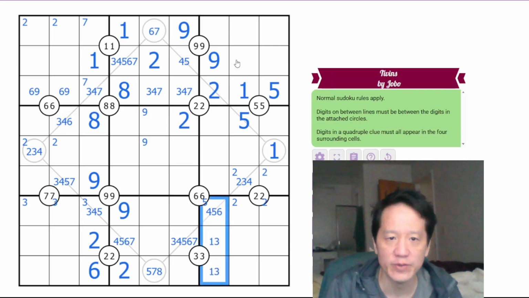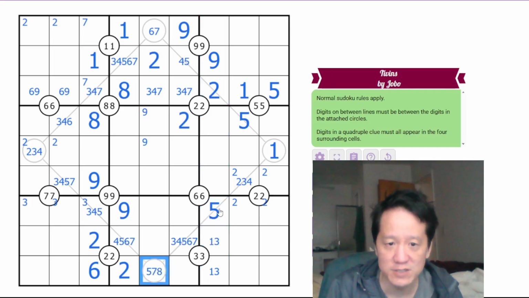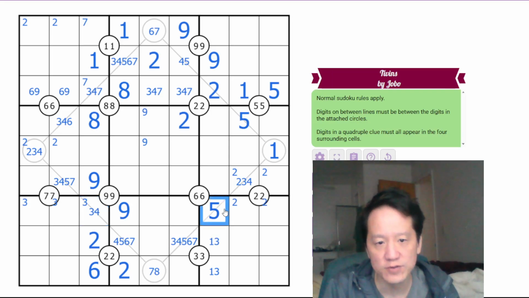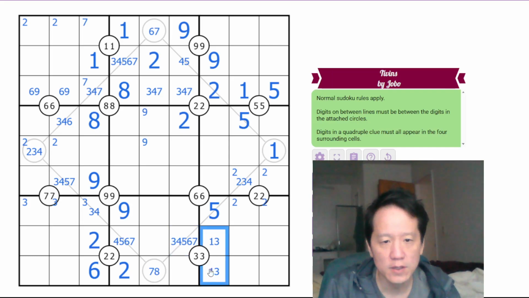Where can the 5 be in column 7? It can only be here. So this is 5, which means this must be greater than 5. So this has to be 7 or 8 here. This can't be 5 because of this 5. We know one of these is 3, so this can't be 3 here.